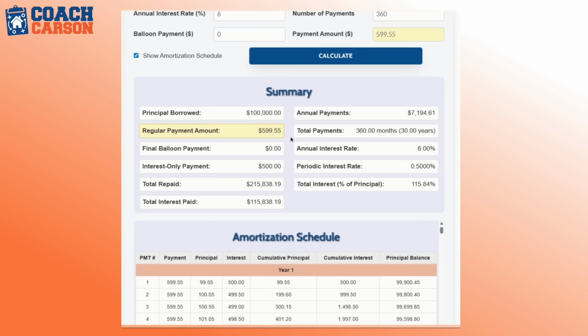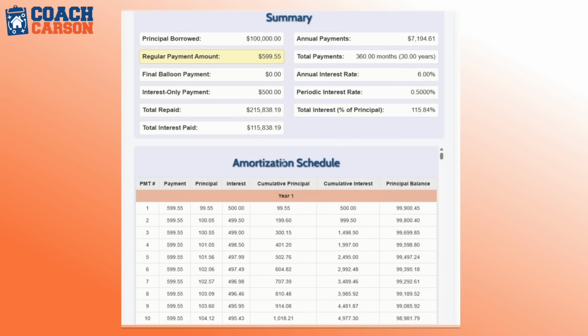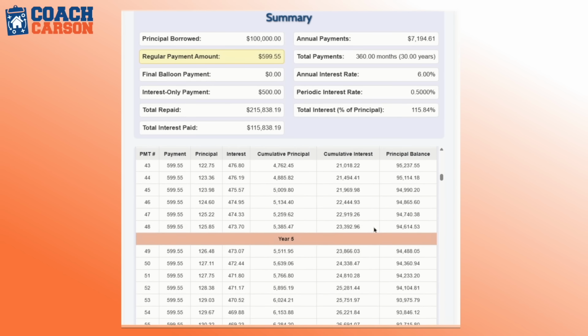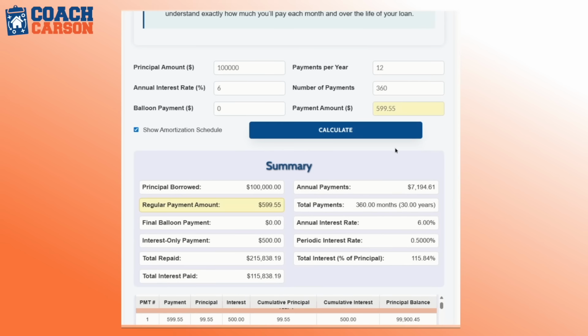If you want to dig into other details, it'll tell you how much your annual payments are, how much interest you pay over the total life of the loan, and then you can look at a year by year, month by month amortization schedule. So that's what this calculator shows you. But let's go back to the whiteboard and I'll show you how you can actually figure out your cash flow.